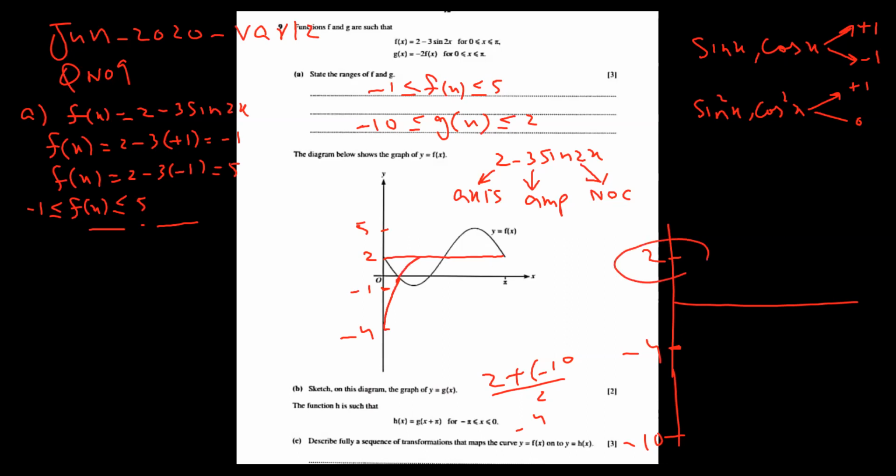Why 2? Because you see 2 is the highest. And the lowest? Negative 2. So the lowest value is negative 8, negative 10, sorry. Negative 10, let's say, is here. So the graph will come back here and here and goes down and goes back at -4.